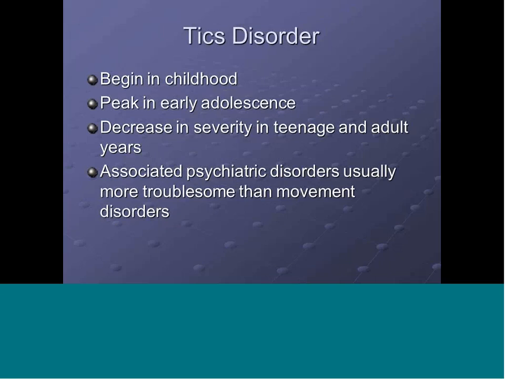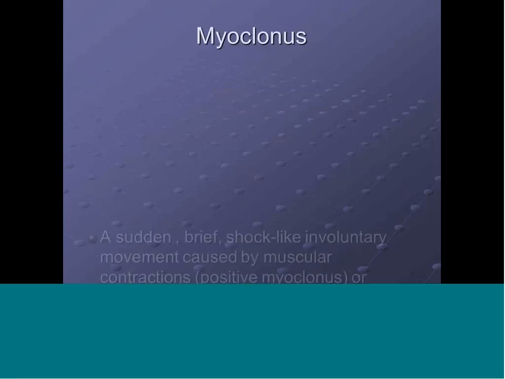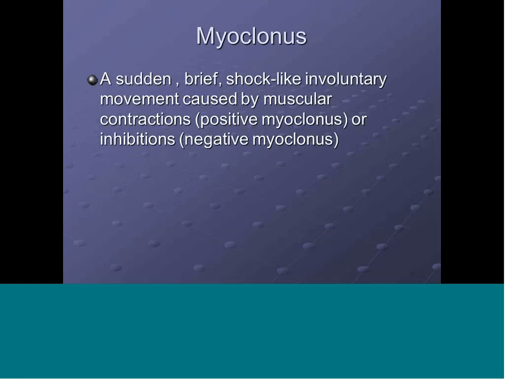Usually, like I said, it begins in childhood, peaks in early adolescence, and decreases in severity in teenage and adult years, along with associated psychiatric disorders. Myoclonus. This is a sudden, brief, shock-like, involuntary movement caused by muscular contractions. It can be positive myoclonus, as you can see in patients who've had anoxic brain injury, where you see myoclonus in different parts of the body, or negative myoclonus, a good example being asterixis, seen in liver failure.